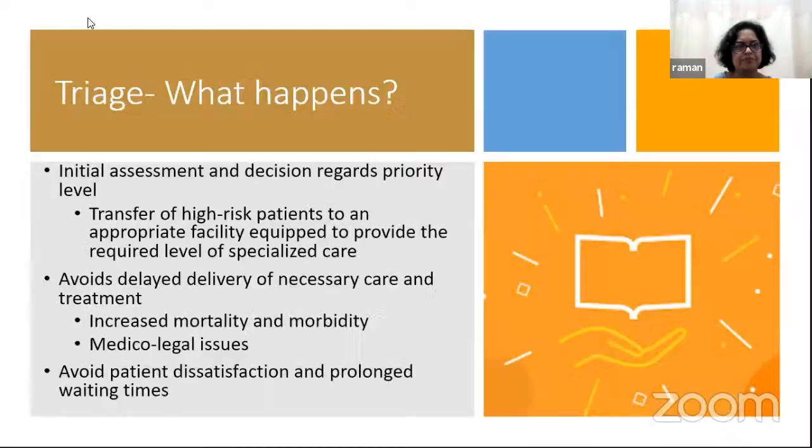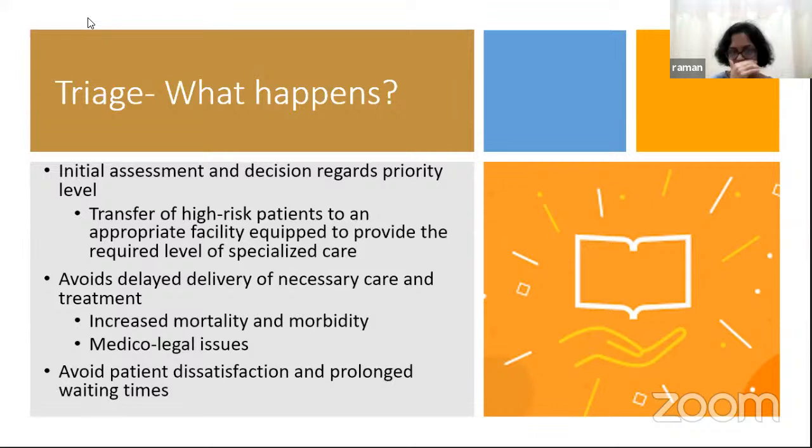Right, so what basically do we do? Like in any other triage, we do an initial assessment and then make a decision regarding their priority, who needs to be seen first. And obviously, you look at your own facility, see if you're equipped to handle these women. If you're not able to handle these women, you might have to transfer them to an appropriate facility. All of these things are part of the initial triage.